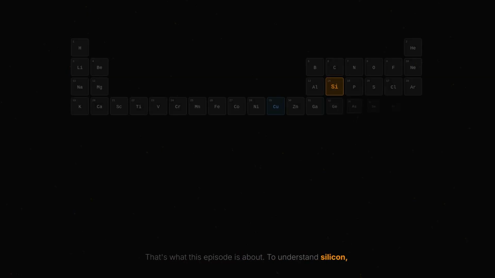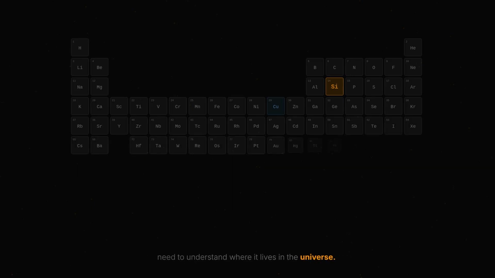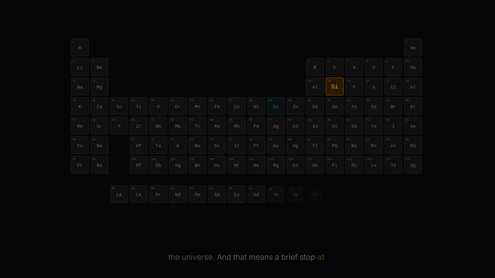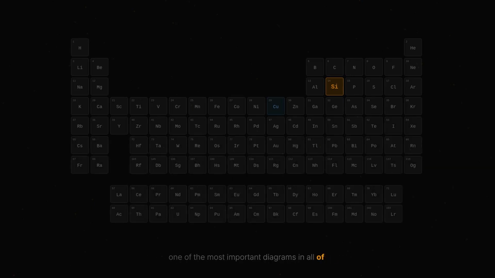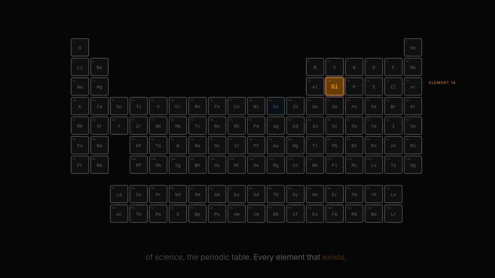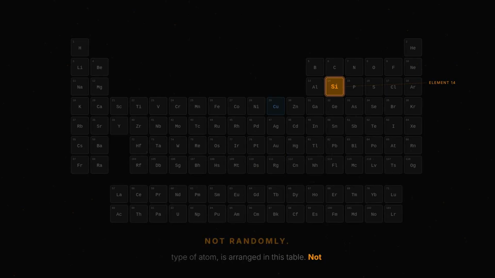To understand silicon, you need to understand where it lives in the universe. And that means a brief stop at one of the most important diagrams in all of science. The periodic table. Every element that exists, every type of atom, is arranged in this table, not randomly. The arrangement means something. Elements in the same column behave similarly. Because the column tells you something specific about the atom. It tells you how many electrons are in its outermost shell. And that outermost shell is everything.